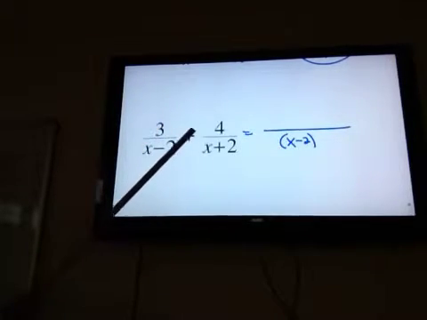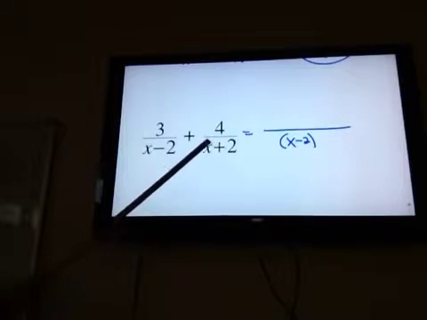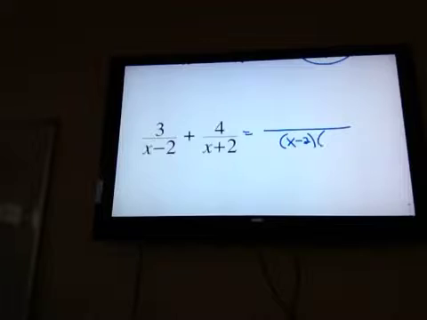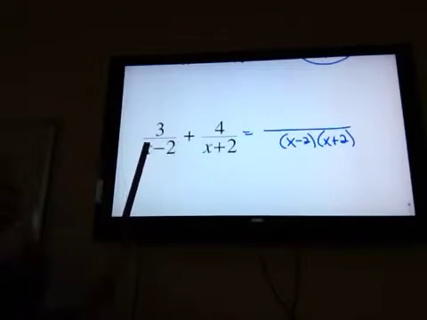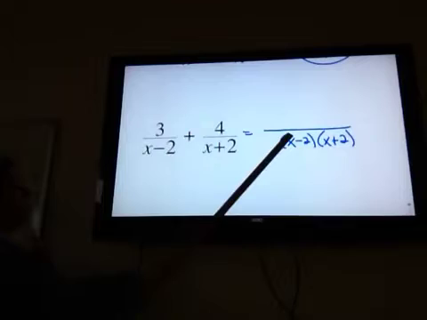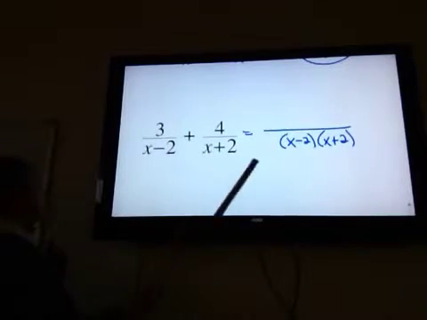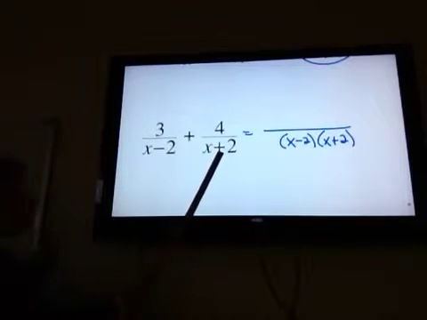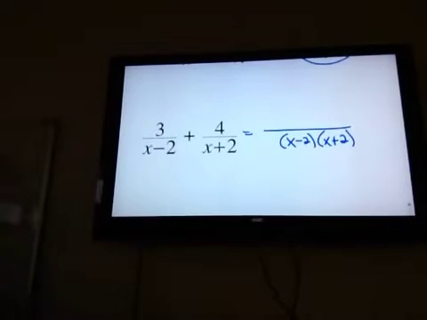Then I come over to the second fraction, and I say to myself, okay, I need one of these. I need an x plus 2. So I need to write that one over there. You have to be able to visualize that this is part of your LCD, and this one is part of your LCD. So these are two different numbers, two different factors that make up the least common denominator.